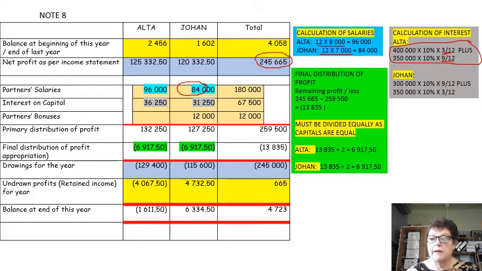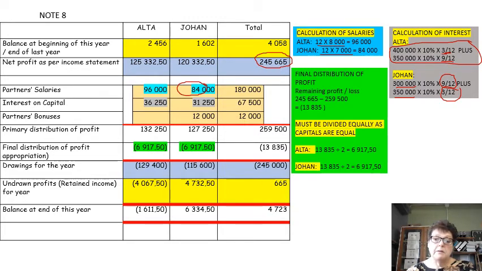Johan started with 300,000. Remember, I gave this amount yesterday because in the textbook there are no amounts there. It's the incorrect amounts, and some of your textbooks have different amounts. So I gave 400,000 and 300,000. He increased his capital sometime during the year, so you first have to calculate on the original 300,000 for 9 of the 12 months. Then he added 50,000, so his capital changed to 350,000 for 3 of the 12 months. Make sure that you know how to do that calculation. Only Johan got a bonus.